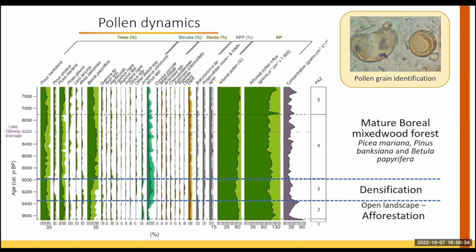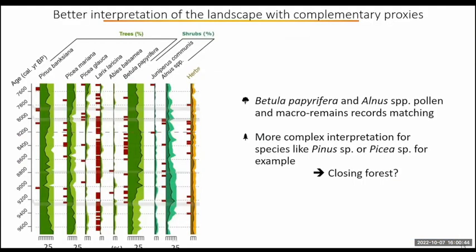So again, we can find the steps that Guillaume was mentioning before, the afforestation and densification, maybe something like that. And if we compare the proxies, because that's the point of a multi-proxy analysis, to have a better view of our data. Here you have the pollen diagram with, in red, the macro-remains occurrence we find for the respective species.